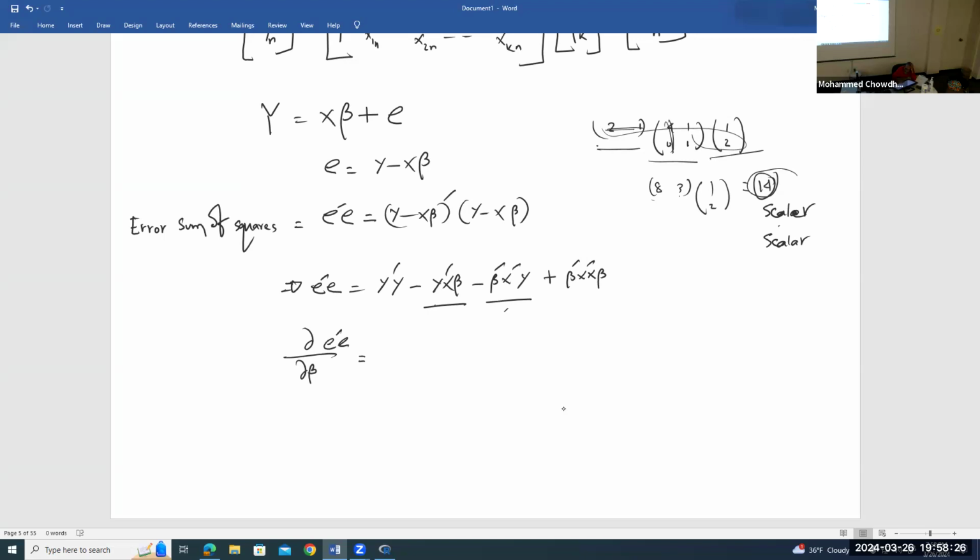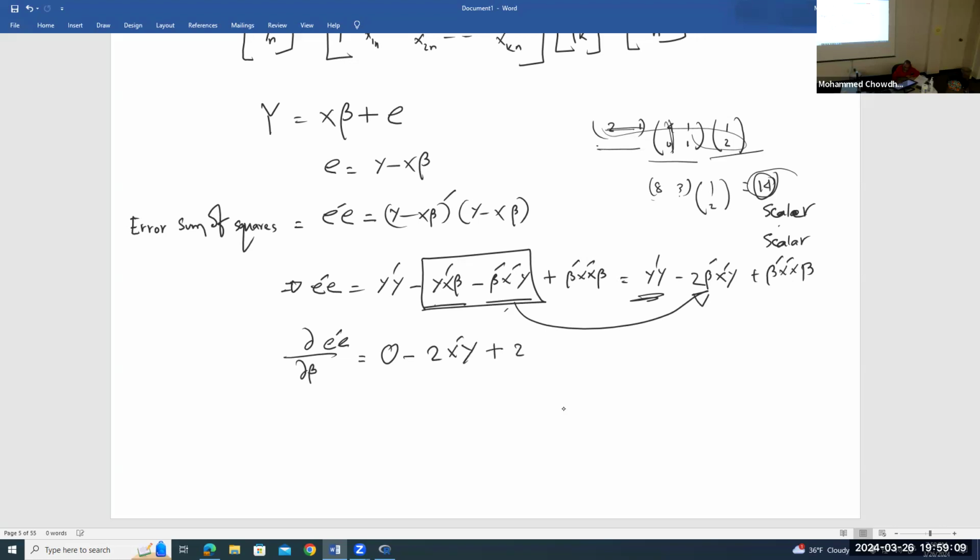So then this could be written as y prime y, minus 2 beta prime x prime y, plus beta prime x prime x beta. So if you add these things, you will get this one. Now, if you differentiate these things, this will become 0 because there is no beta. I am differentiating with respect to beta, and there is a beta in there. So according to the matrix multiplication operation, it will be minus 2 x prime y, plus 2 x prime x beta, equal to 0.